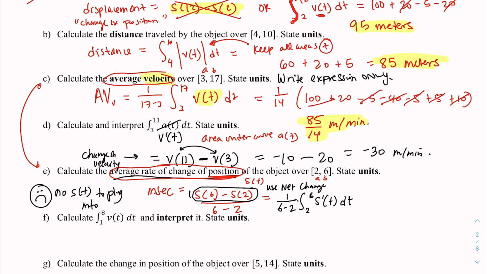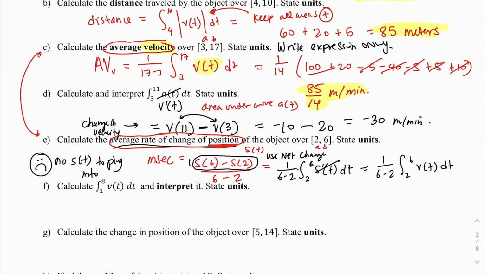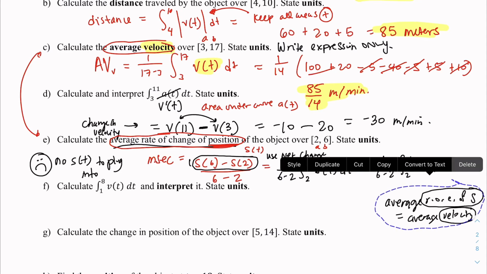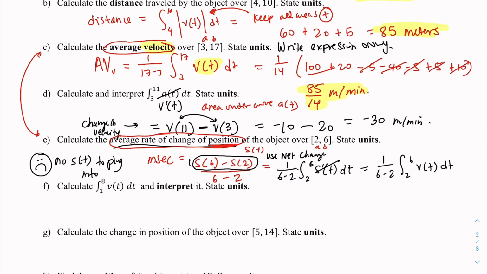S prime of t is really just v of t. And 1 over 6 minus 2 is in front, from 2 to 6, of v of t dt. Oh my gosh, we found the average velocity. So the average rate of change of position is really average velocity. That's so cool. Which makes sense, because isn't the rate of change of position velocity? Well, now that we've rewritten it like this, and remember, we had to do that because we didn't have an S function. Now we can actually solve this, just simply finding the area under the curve of V from 2 to 6.